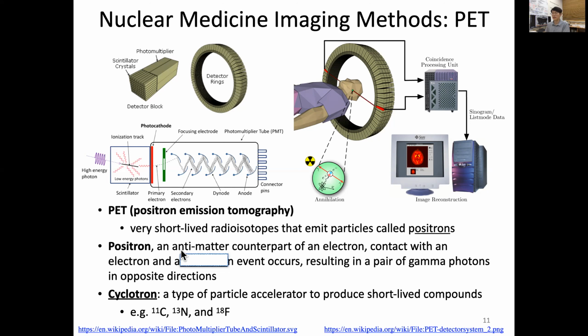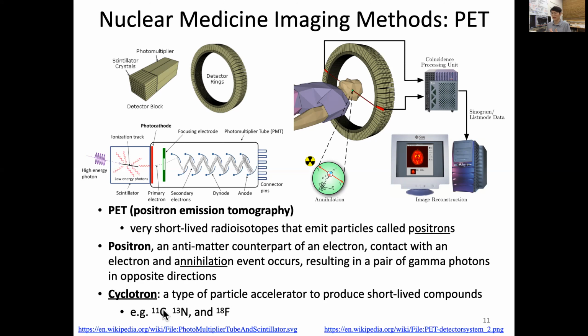And the positron is the antimatter counterpart of an electron. When it comes in contact with an electron and annihilation occurs, that results in a pair of gamma photons in opposite directions. The reason is preserving momentum. And for this very short-lived radioisotope for PET, we need a cyclotron, which is a type of particle accelerator, to produce short-lived compounds.